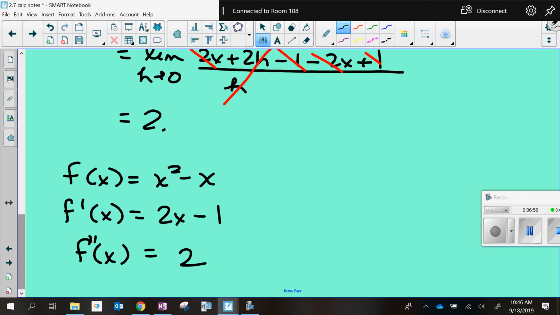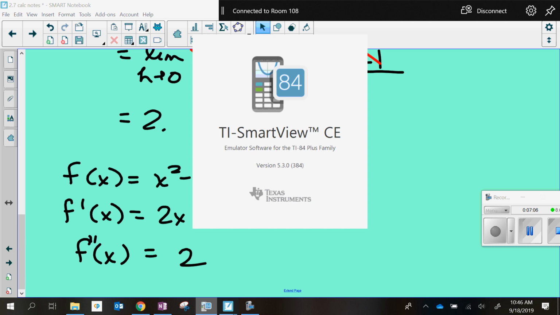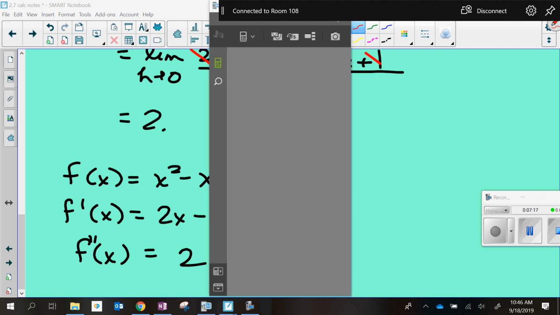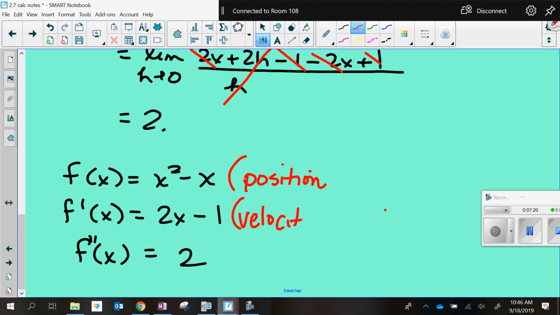All right, let's take a look at the graph, although throw them in your calculator. Just because that's what we're going to want to do is pick them out. Now, while you're waiting, if this was the position function, this would be the velocity, and I know we haven't spent a lot of time on that yet, but we will. This would be then acceleration.